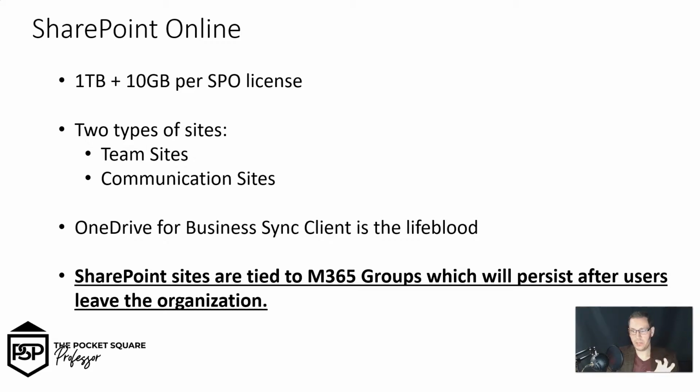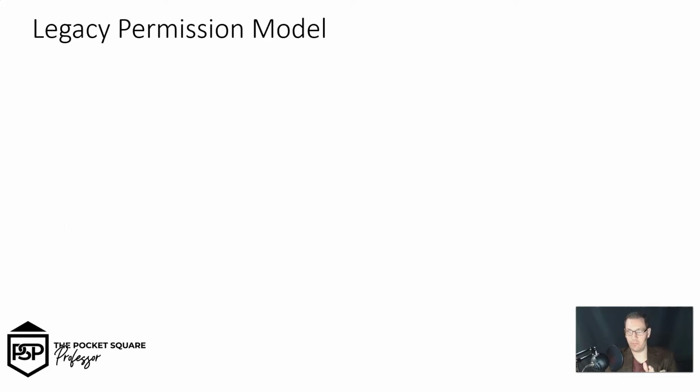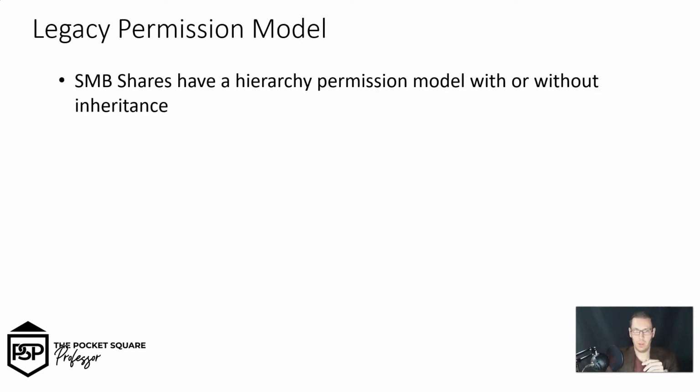Now, the next piece that I want to start talking about and getting into is the permission side. Again, as we have done, we're going to look at legacy and we're going to look at modern. So when we're looking at permissions inside of a legacy file share, we have SMB shares. They have a hierarchy permission model with or without inheritance.